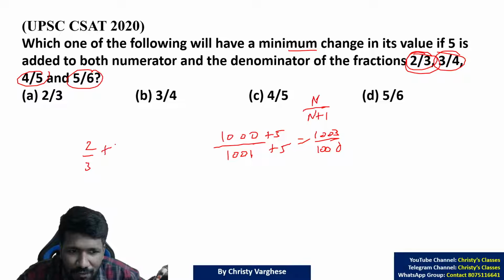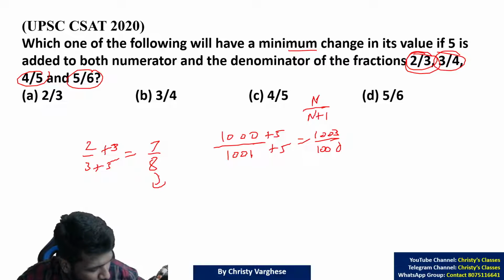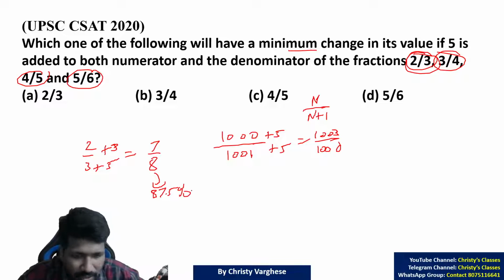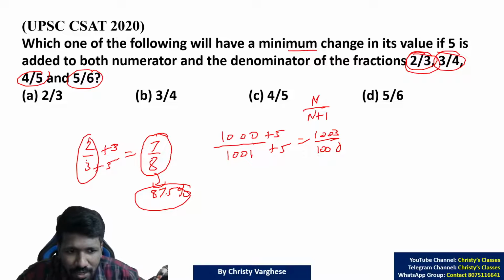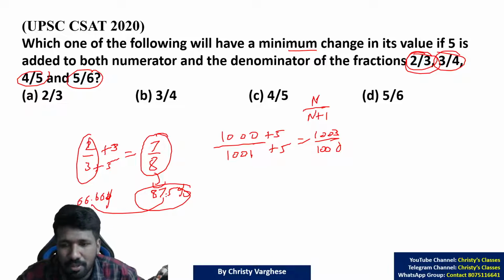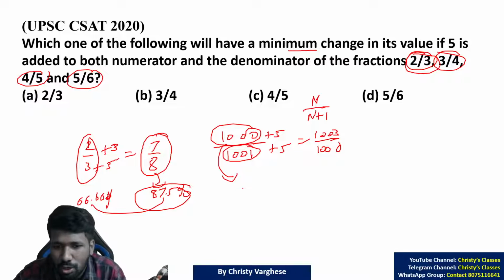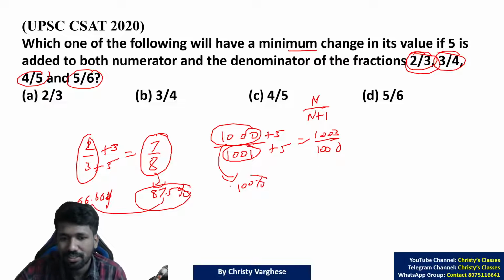To the 2 by 3, if you are adding 5 in the numerator and denominator, you will get 7 by 8. 7 by 8, if you remember in the last class I told you 1 by 8 is 12.5%. Multiplying that by 7, you will get 87.5%. This is 87.5%. 2 by 3 was 66.66%. So the change is more than 20% now. But in the case of 1000 by 1001, when you look at it itself, you should understand that that is very close to 1 or 100%.